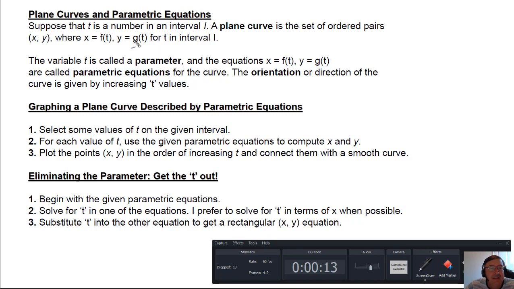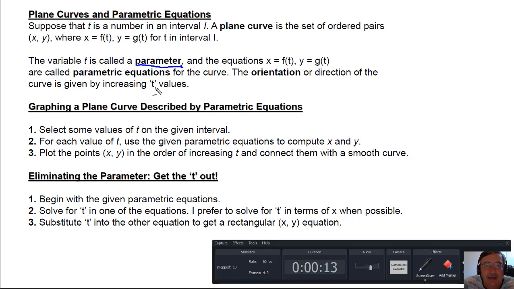All right, it says suppose that t is a number in a given interval I. A plane curve is the set of ordered pairs (x, y) where x equals f of t and y equals g of t for some t on the interval I. Now this variable t is called a parameter, and the equations x equals f of t and y equals g of t are called parametric equations for the curve. Now the orientation or direction of the curve is given by increasing values of t.